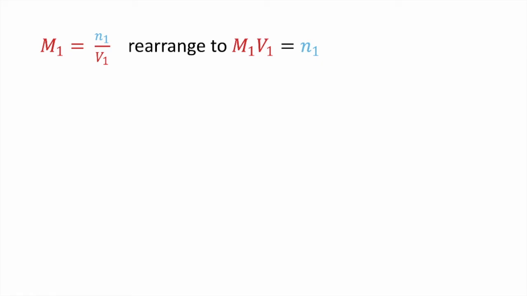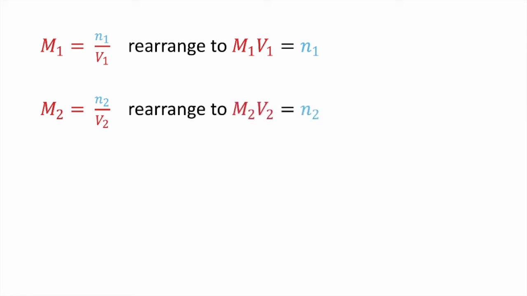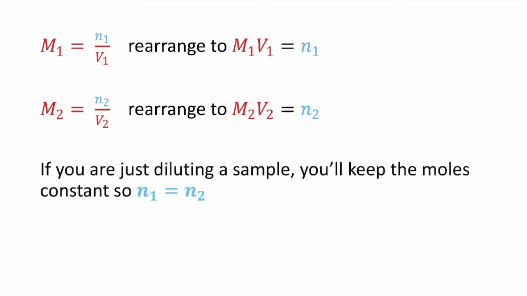Now, we're going to do this as well for the final molarity. So after our dilution, our final molarity will be M2, and that's going to equal N2 over V2. And we can rearrange that algebraically to M2V2 equals N2. Now, if we're just diluting a sample, we're going to keep the moles constant, so N1 equals N2. By simple substitution, we get the equation M1V1 equals M2V2. And we can algebraically rearrange this equation in many, many ways to solve for various different types of dilutions.